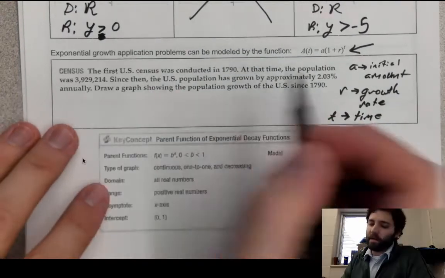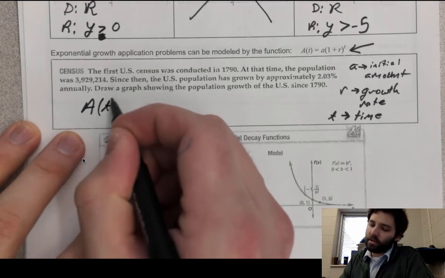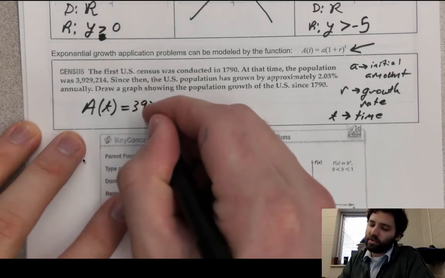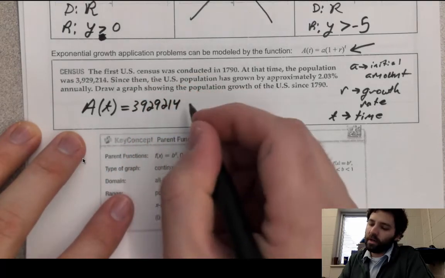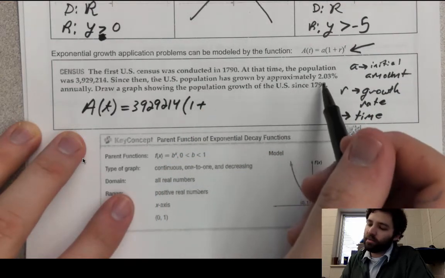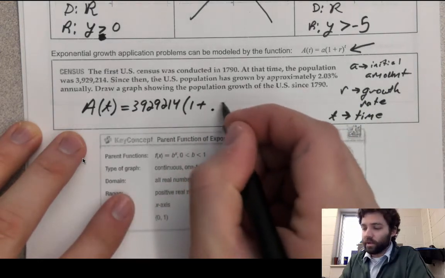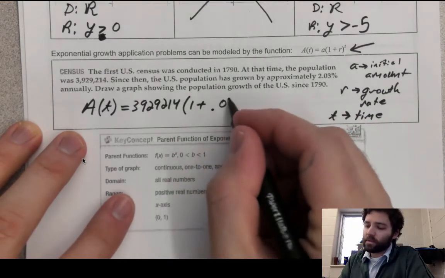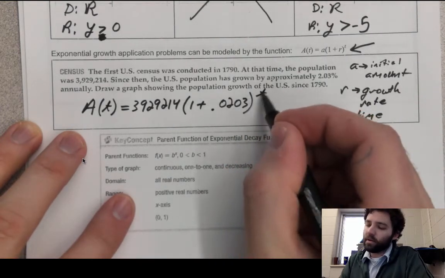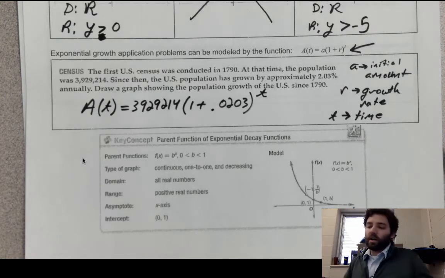So for our model here, we would be trying to graph A of T is equal to our initial amount, 3.9 million here, so 3929214 times 1 plus the rate, which is 2.03, and be very careful, you have to put that in as a decimal, 0.0203, all raised to the t. Now, we're going to put this in Desmos so we can get a picture of what this graph looks like.